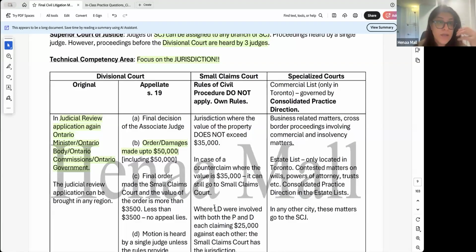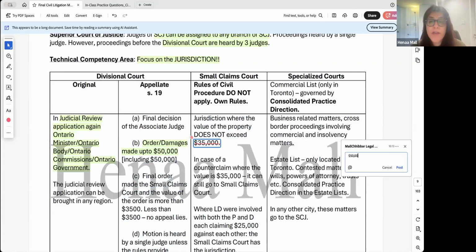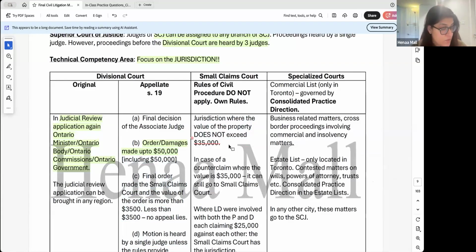Divisional court? Correct. Why divisional court? Because the appellate jurisdiction of divisional court is orders up to $50,000. By the way, these limits have changed. And the reason they have changed is because now the small claims court jurisdiction is $50,000, not $35,000. But I don't know if they have updated your materials to reflect the change, or they have asked you to look at the new limits. But it is no longer $35,000. From October 1st, 2025, matters up to $50,000 go to small claims court. It is no longer $35,000.